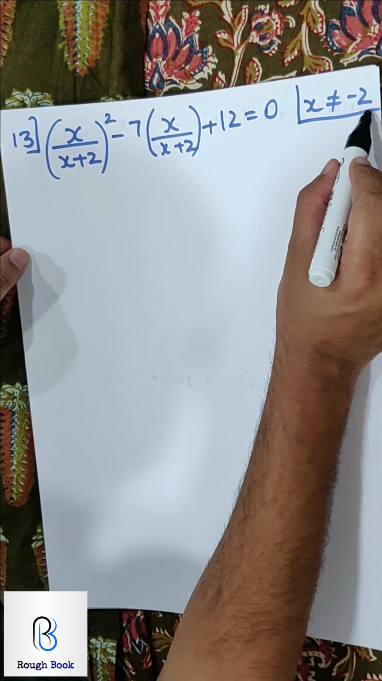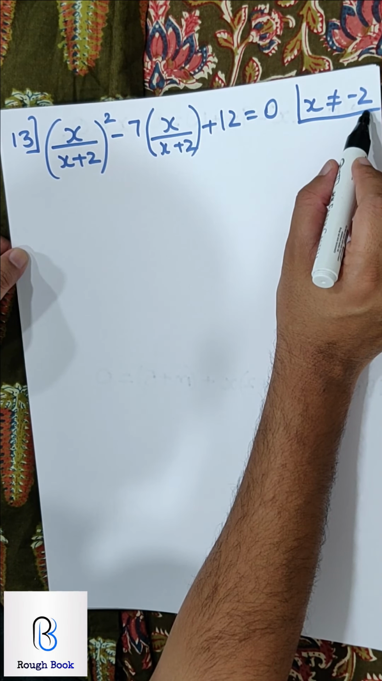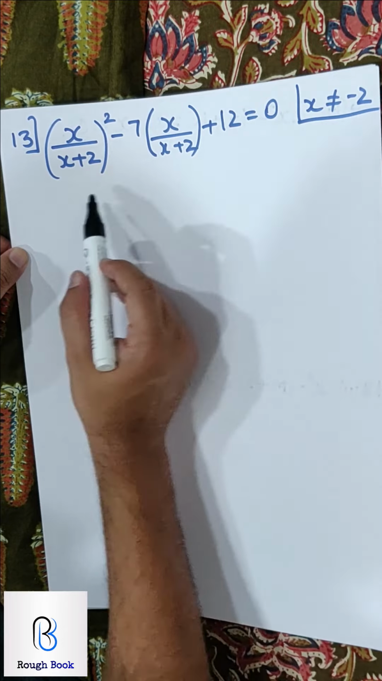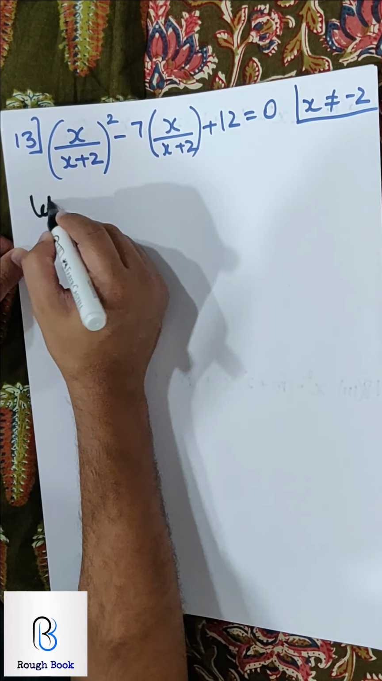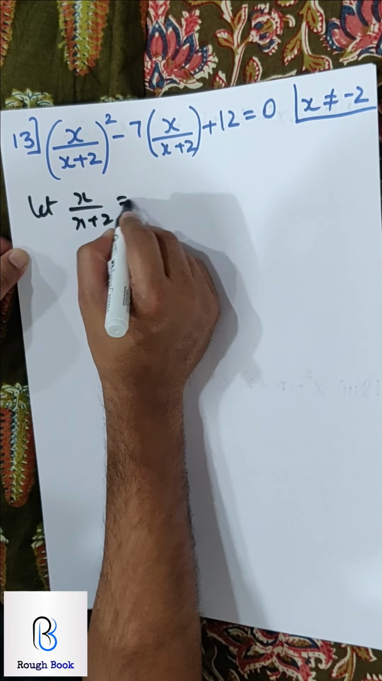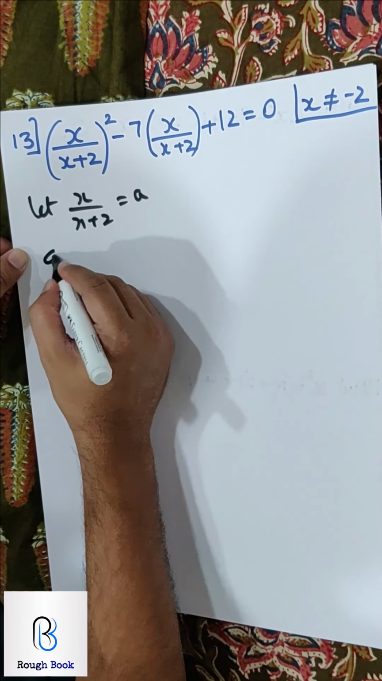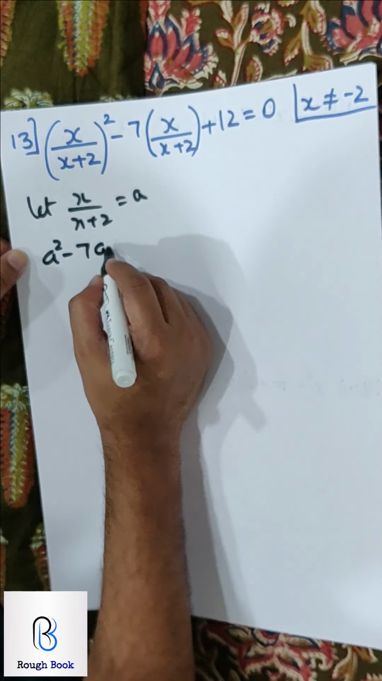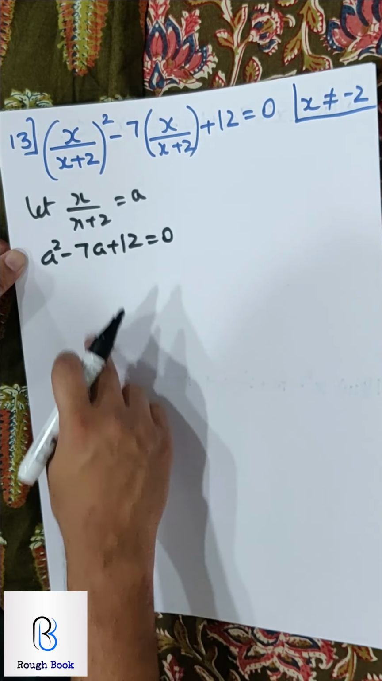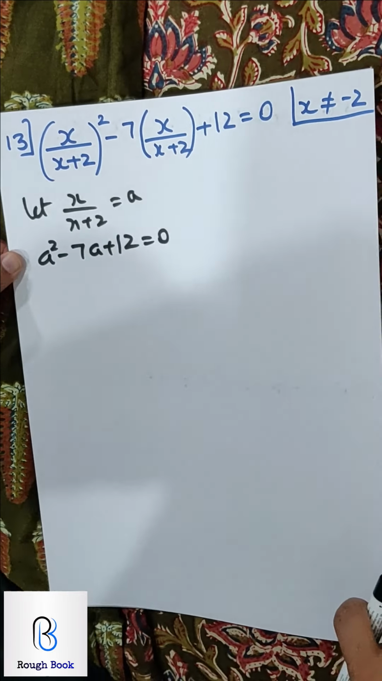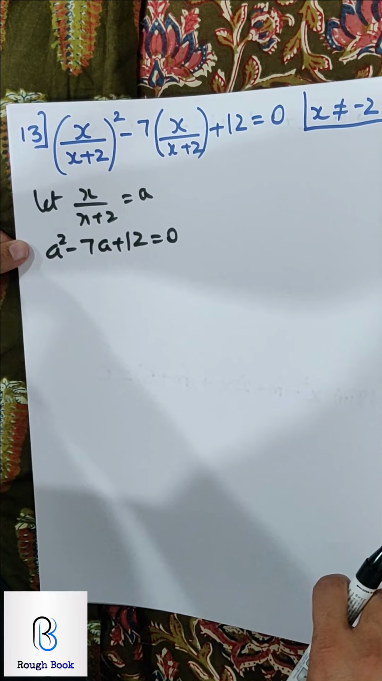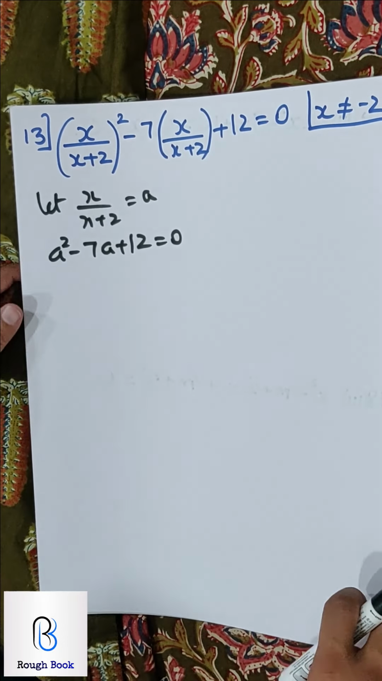They clearly say here x doesn't belong to minus 2, or x is not equal to minus 2. So how are you going to work this out? So obviously let x by x plus 2 be a. So a square minus 7a plus 12 equals 0. Solve and then resubstitute. Pause the video, go ahead, solve the sum, and once you're done, come back.